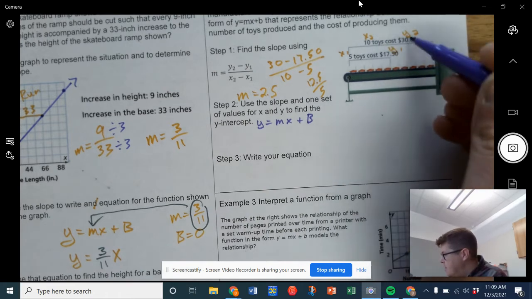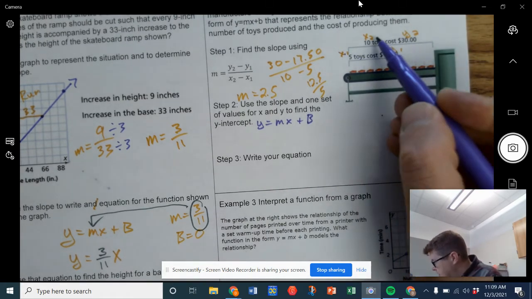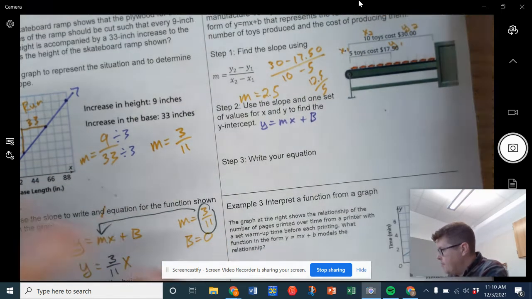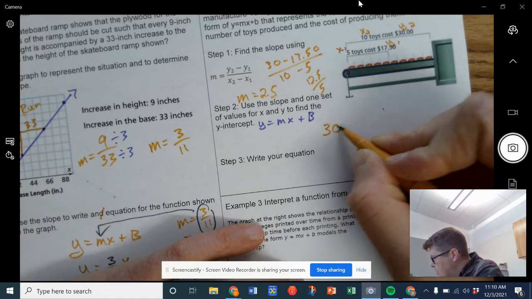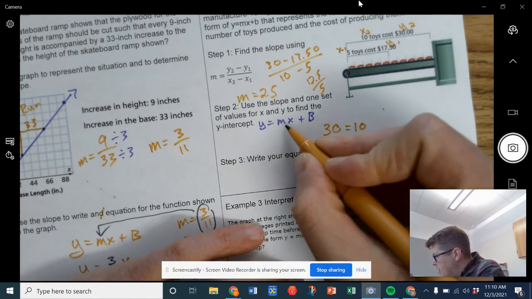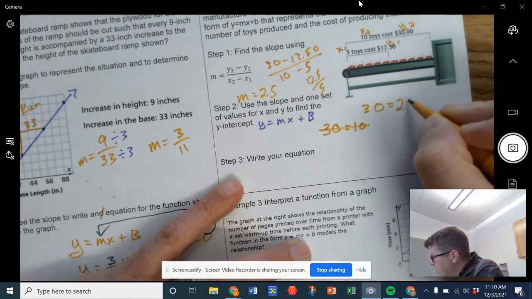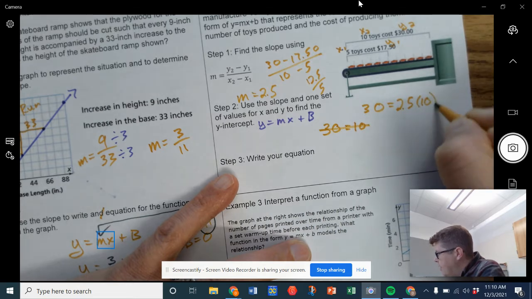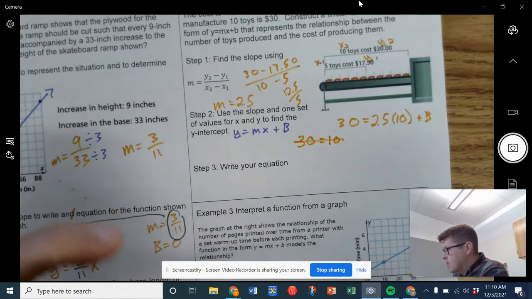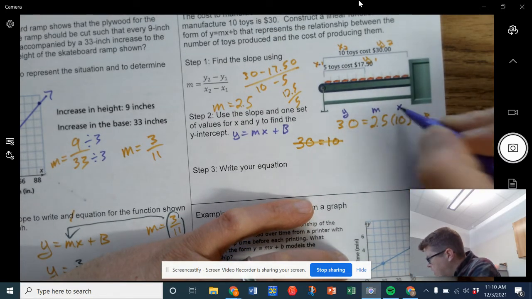I'm going to use this set of values because it doesn't have a fraction or a decimal in it. So that's our x, and that's our y. When we put this together, we're going to start with 30 equals the slope, which is 2.5, times 10, plus b, because that's what we're looking for. This is our y value, this is our slope, and that's our x value.